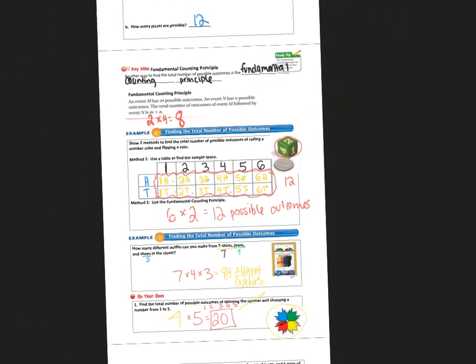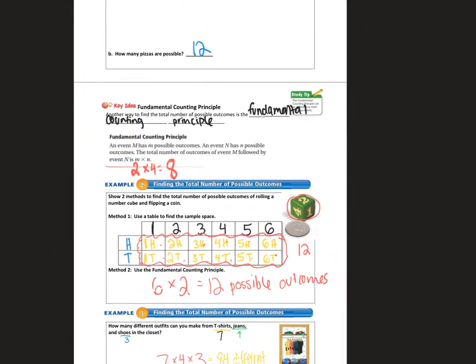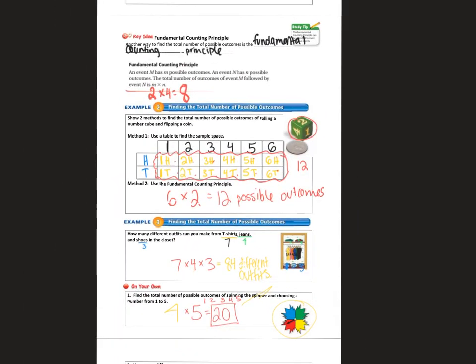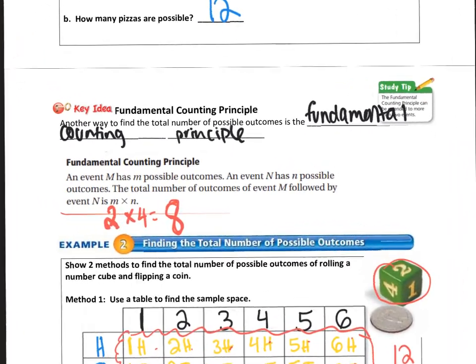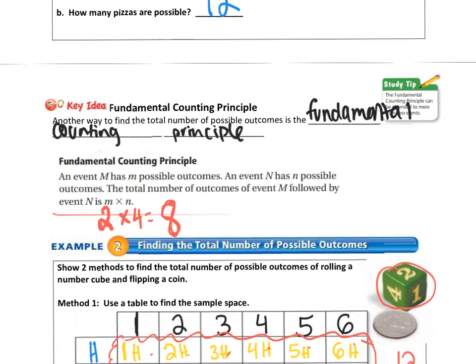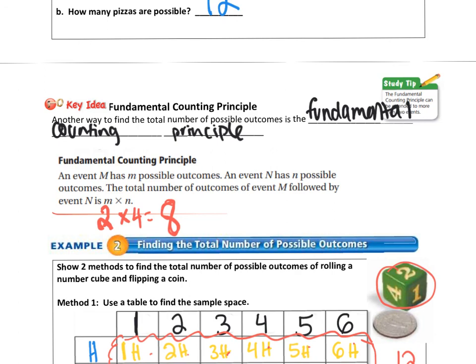So today we looked at how to make a tree diagram, how to use a table to find the sample space, what a sample space is, and a good, easy way to find the number of possible outcomes by using the fundamental counting principle. Please let me know if you have any questions on today's lesson.